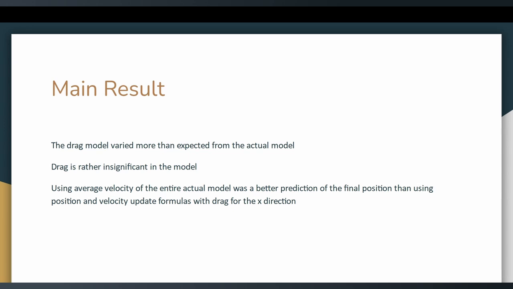And drag, when it was calculated just between two time periods, varied a lot between just about every single time period, and then the most accurate one way overestimated the amount that it would change the projectile in its course. So here we use V average for the entire model, getting a trend line from the measured data, and using position and velocity update formulas with drag for the x direction.